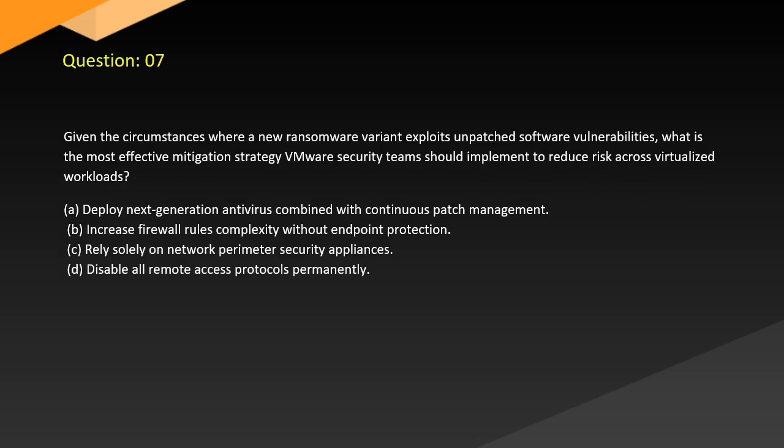Question 7. Given the circumstances where a new ransomware variant exploits unpatched software vulnerabilities, what is the most effective mitigation strategy VMware security teams should implement to reduce risk across virtualized workloads? A. Deploy next-generation antivirus combined with continuous patch management. B. Increase firewall rules complexity without endpoint protection. C. Rely solely on network perimeter security appliances. D. Disable all remote access protocols permanently.